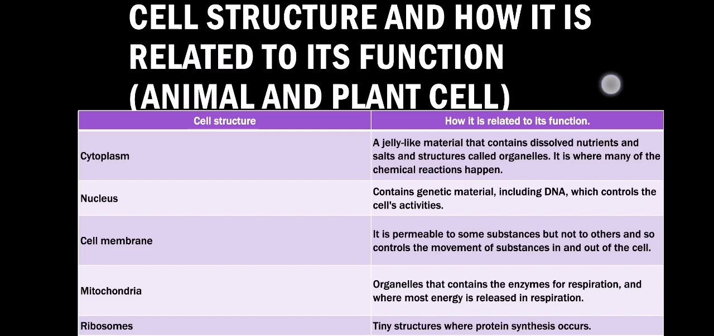For the mitochondria, it's really easy: it is where most respiration happens, or you can remember it as where most energy is released in respiration. For the ribosomes, you can write tiny structures where protein synthesis occurs. You don't need to remember the details of protein synthesis. You can just say tiny structures where protein synthesis occurs. It just depends on your mind.